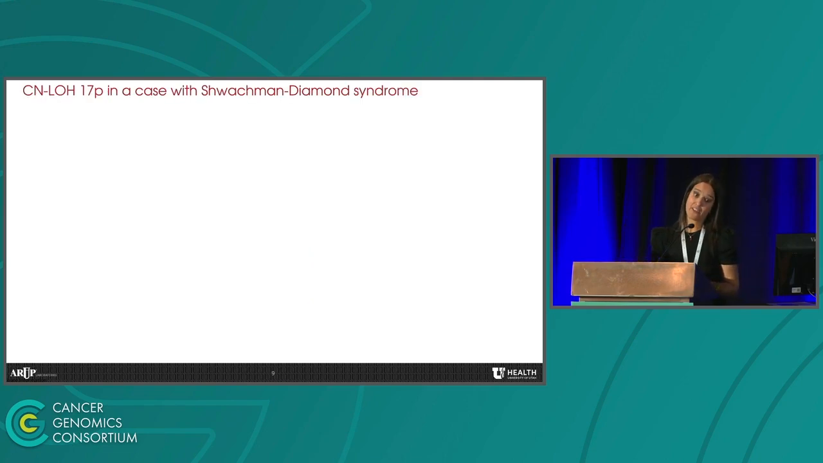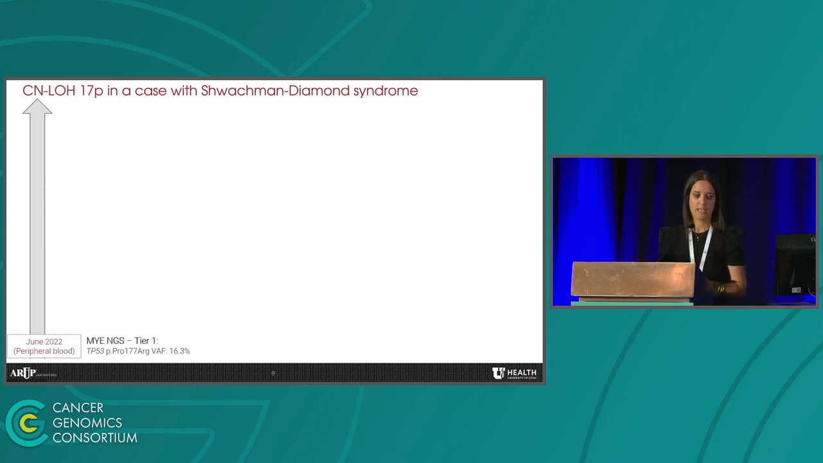And then the second case that we also wanted to share with you is a case with copy-neutral LOH in a patient with Shwachman-Diamond syndrome. So this patient was tested initially in June 2022 in a peripheral blood sample with a myeloid NGS panel that identified a tier 1 variant in TP53 at a VAF of 16%.